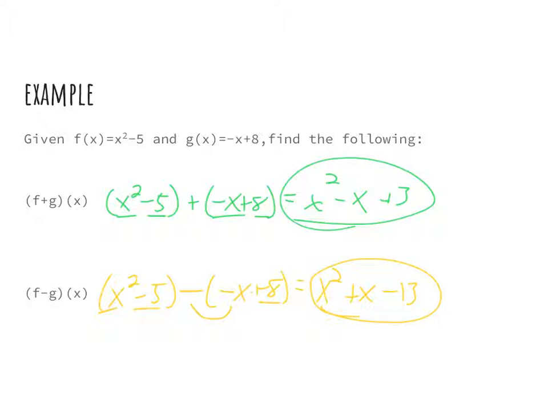So for the first one, adding them together, you should have gotten x squared minus x plus 3. For the second one, when we're subtracting, you should have gotten x squared plus x minus 13.